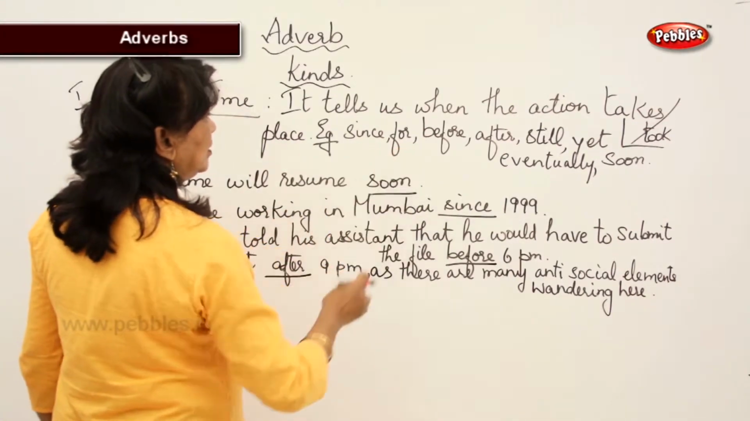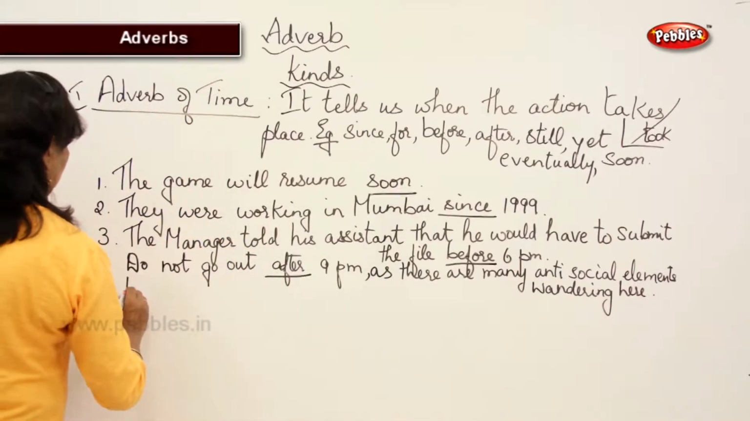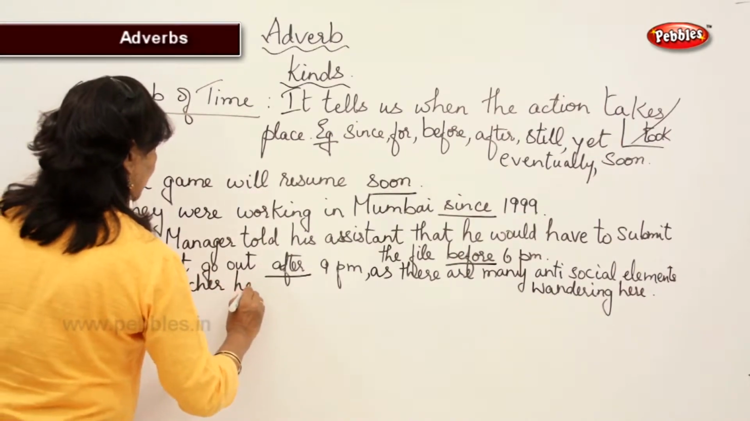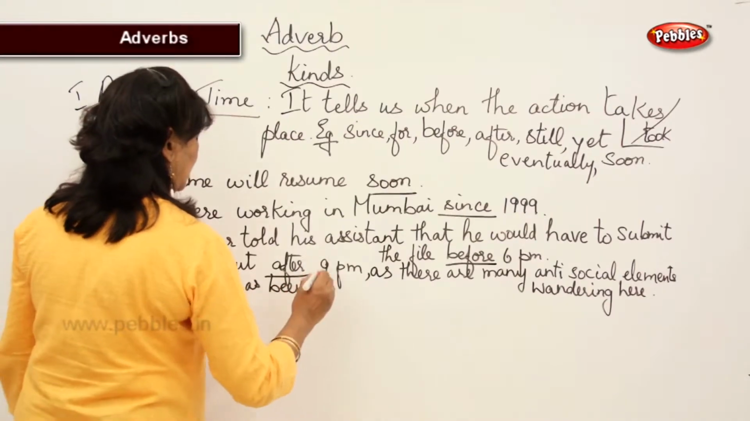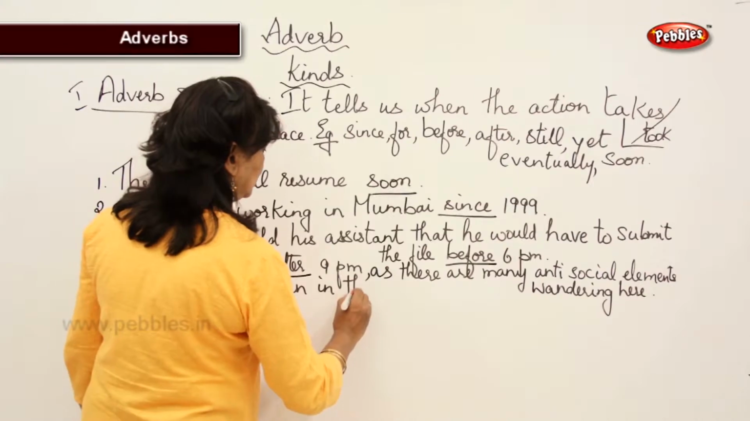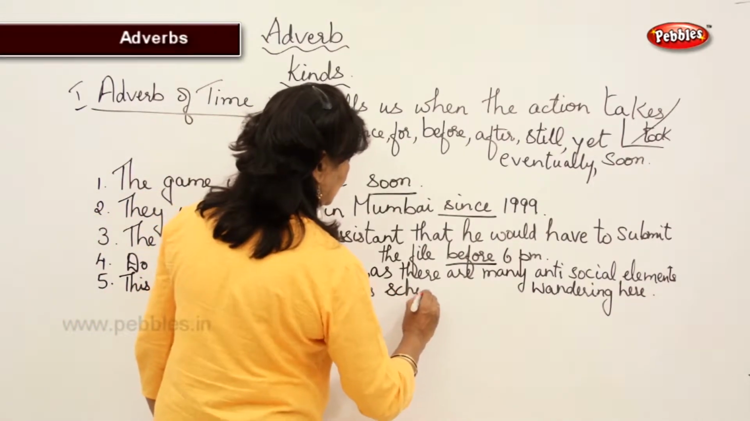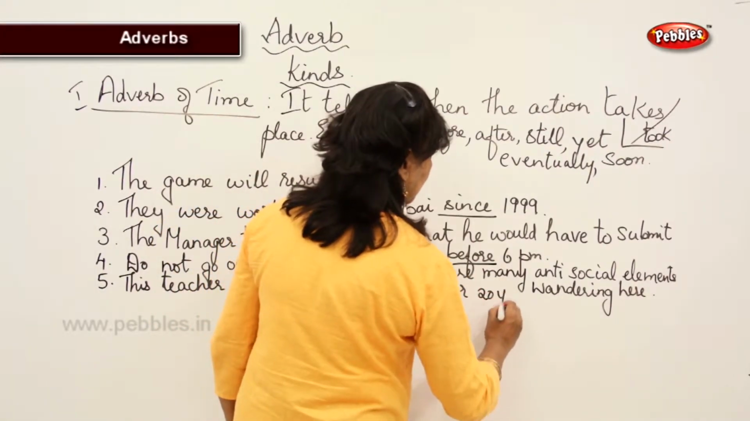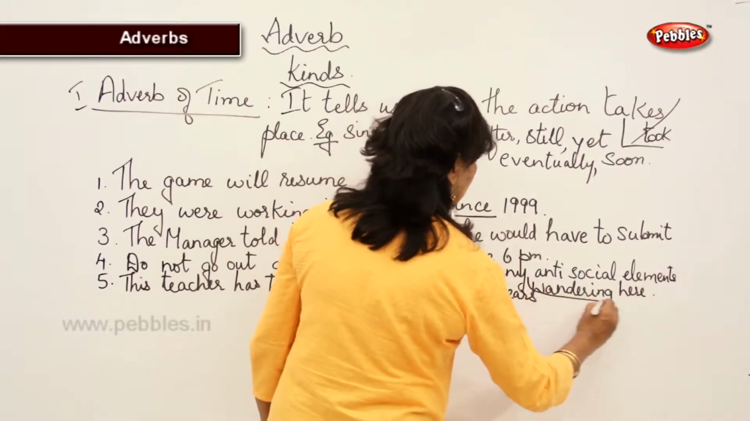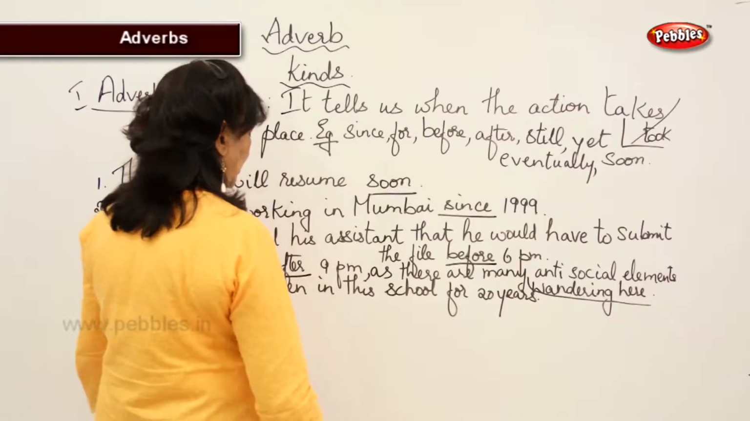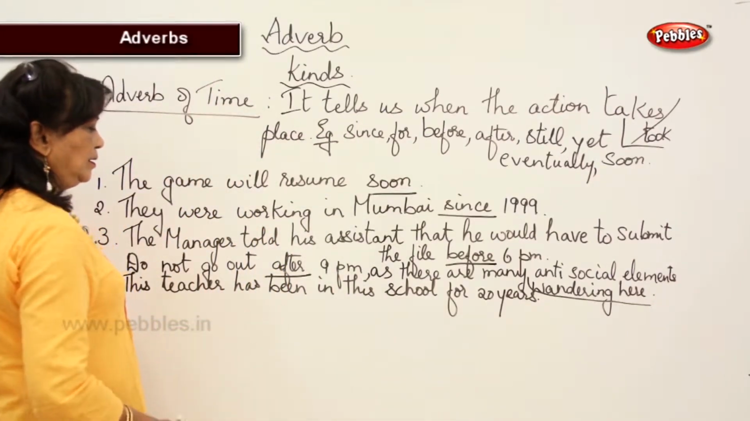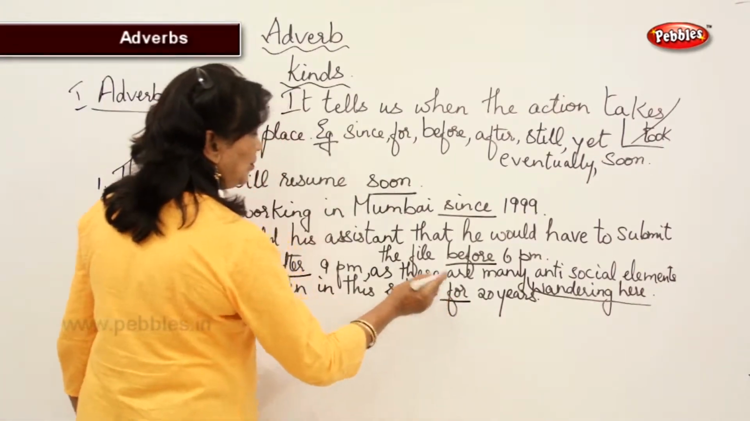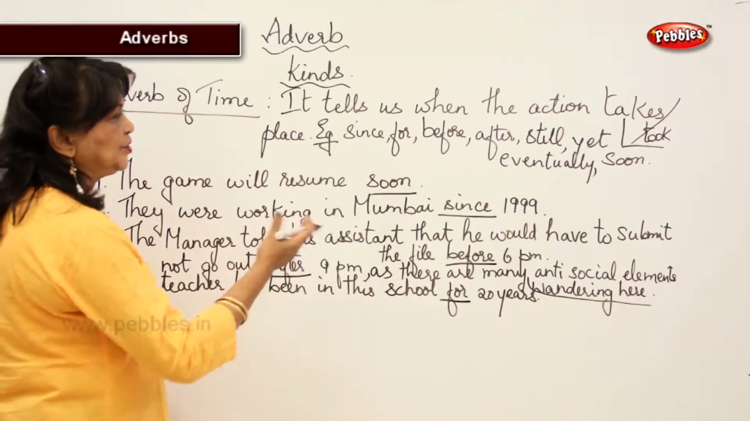Next, what is the word? This teacher has been in this school for 20 years. Now, has been is the verb. Which is the adverb here? For. It denotes how many years she has been there. So, for.